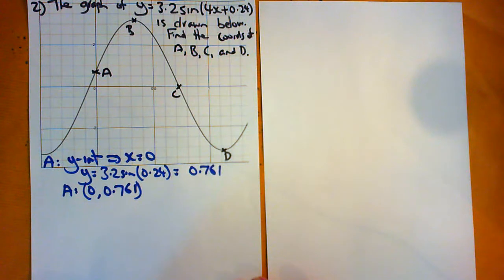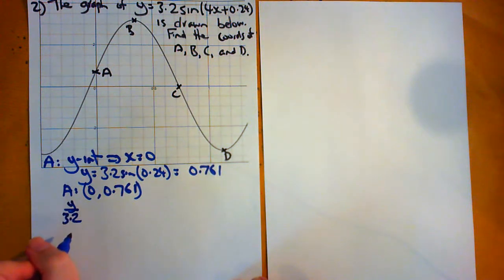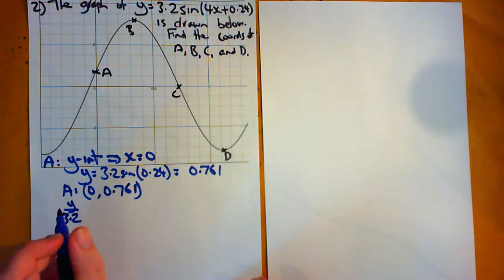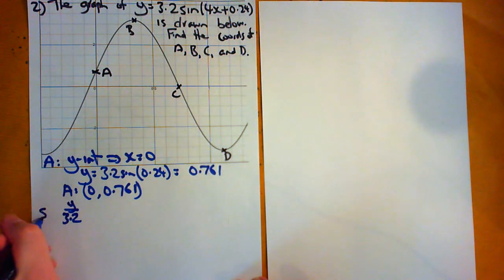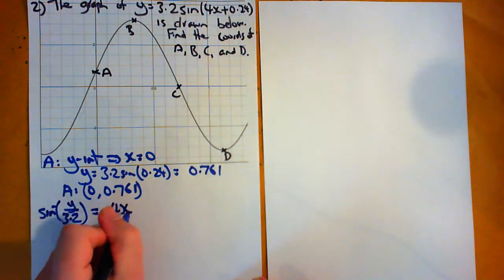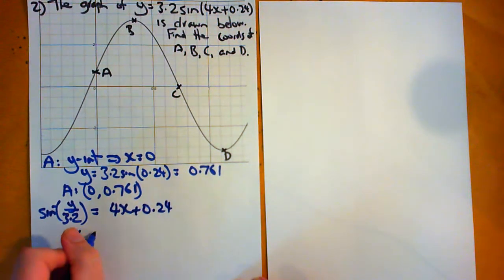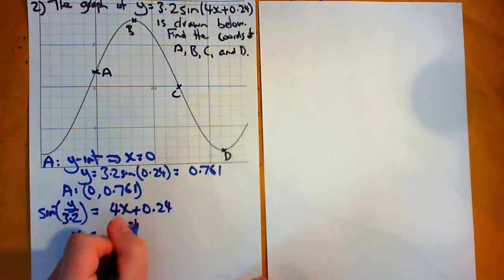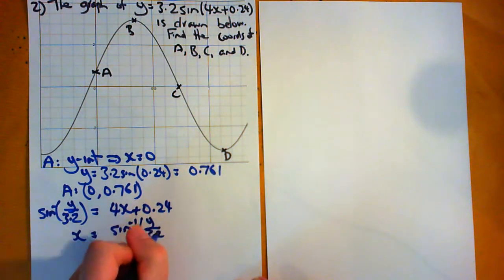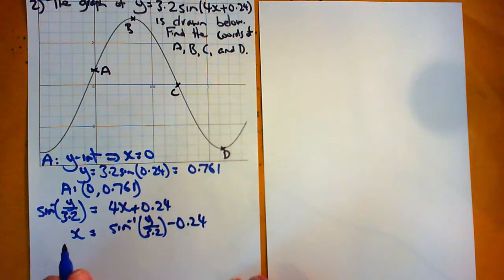Okay, so we've got y equals 3.2 times sine, so if we divide by 3.2, we get y over 3.2 equals sine of, so we can get rid of that sine by taking the sine inverse of both sides, equals 4x plus 0.24. So 4x is going to be sine inverse of y over 3.2, subtract 0.24 to get 4x, and then we need to divide that by 4 to get x.